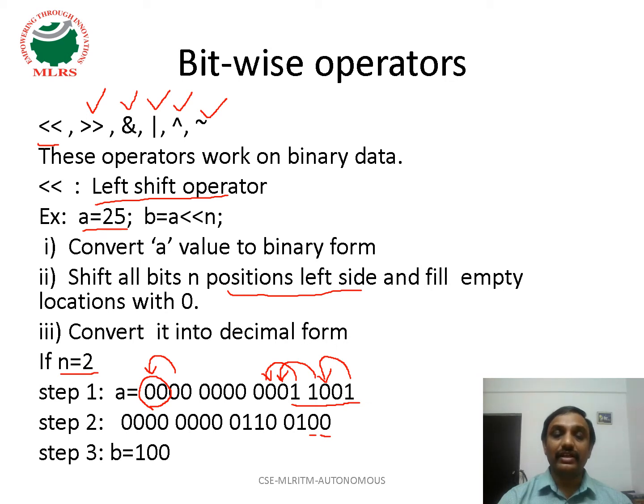After shifting n number of positions to the left side, the resultant one we have to convert to the decimal form. So like this you will get the b value as 100. That is the procedure to perform the left shift operator.